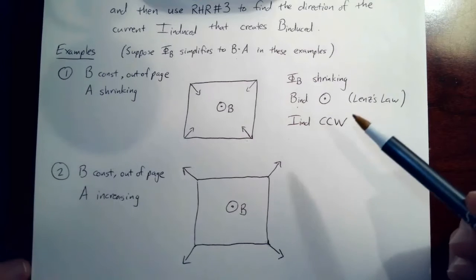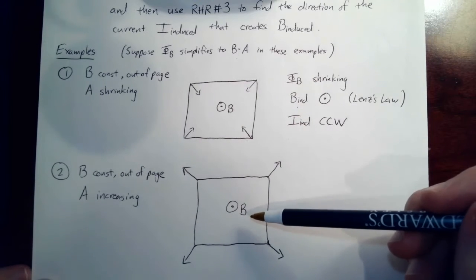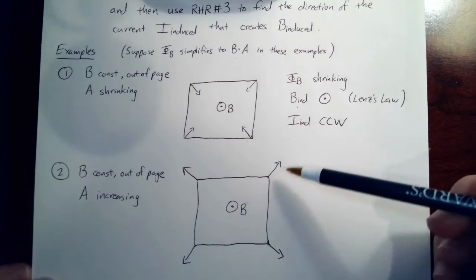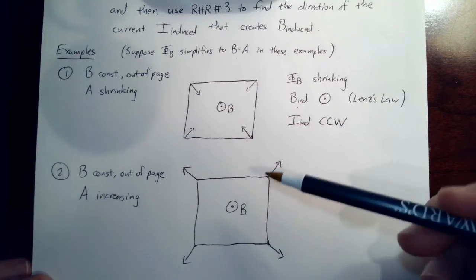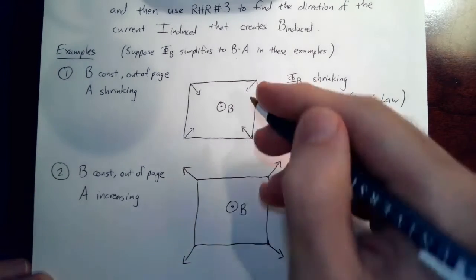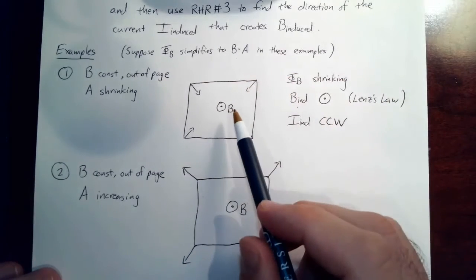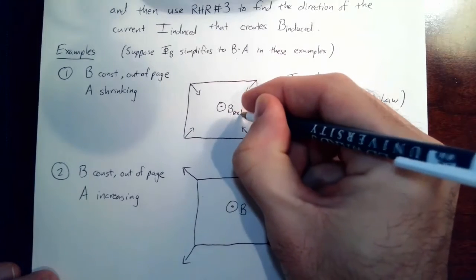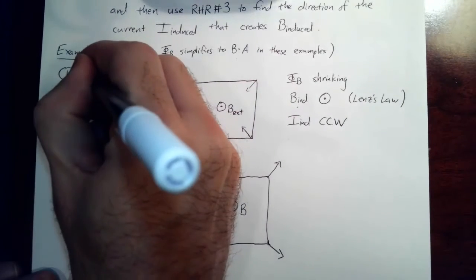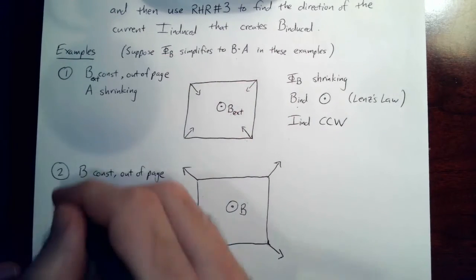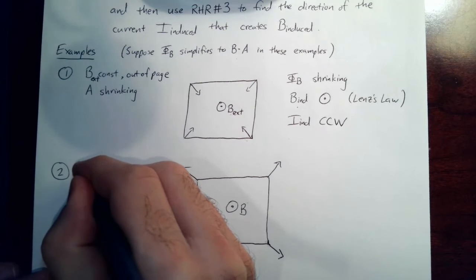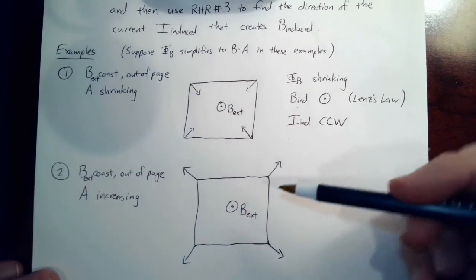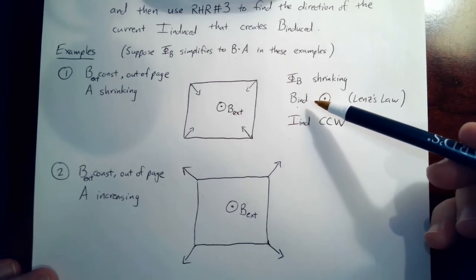All right, let's look at another example. This time, the magnetic field is constant and out of the page, as before, but now the area of this loop is increasing. So the rectangle is growing. And just to be extra clear about the difference between these two magnetic fields, this is the induced one. I'm going to call this one the external magnetic field. This is the one that's already there, created by some external agent. So we're distinguishing that from the induced magnetic field.